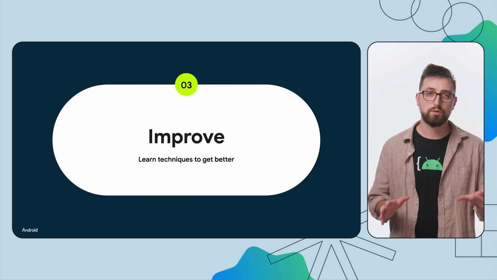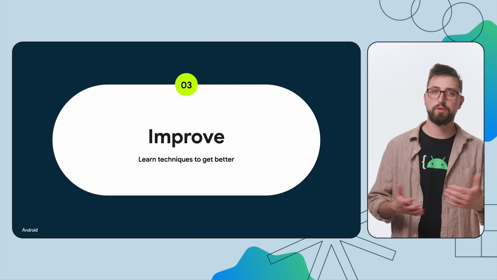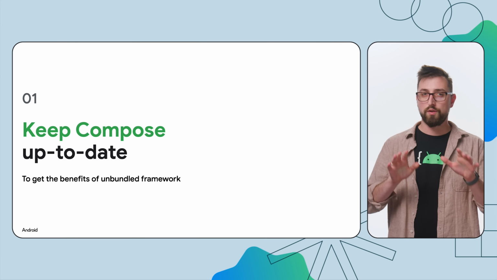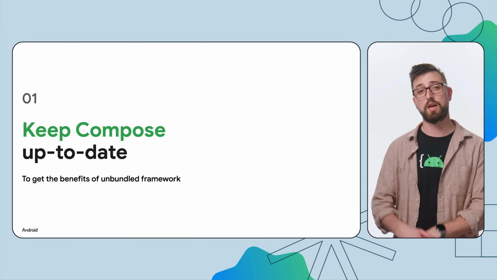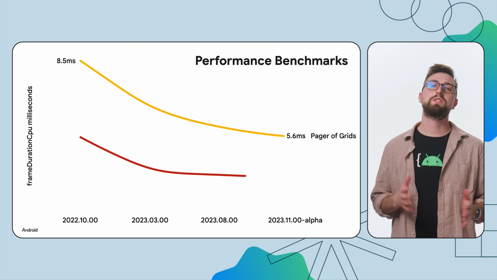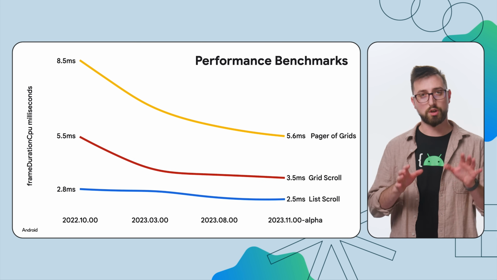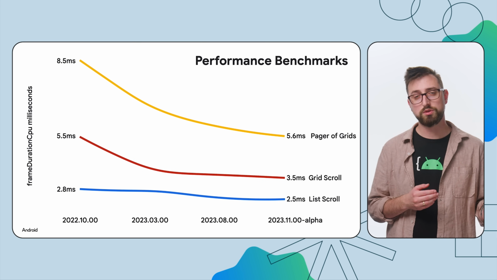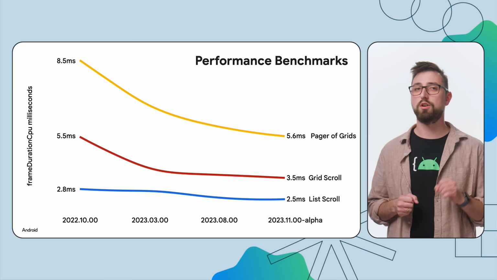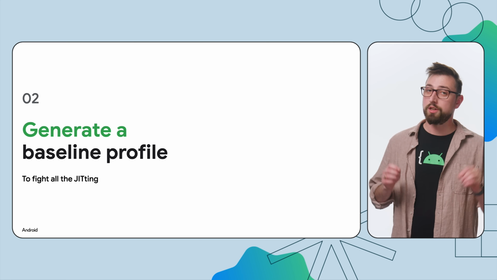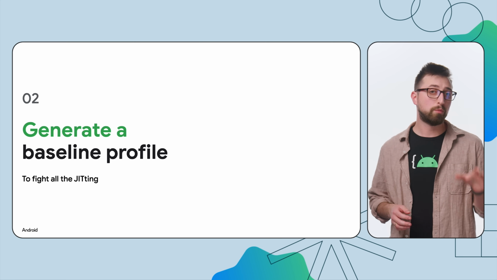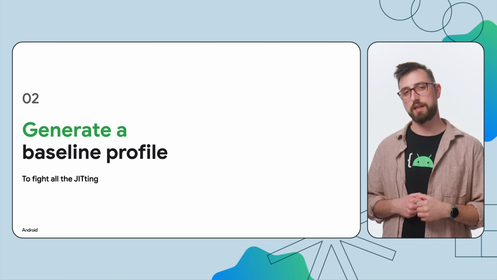Let's now get to techniques on how to improve performance in your app. First of all, you should update your version of Compose and keep it up to date. We're doing performance improvements under the hood, so just by updating Compose, you'll see better performance in your app without any extra work. Second, generate a baseline profile to get more code running in the pre-compiled state.